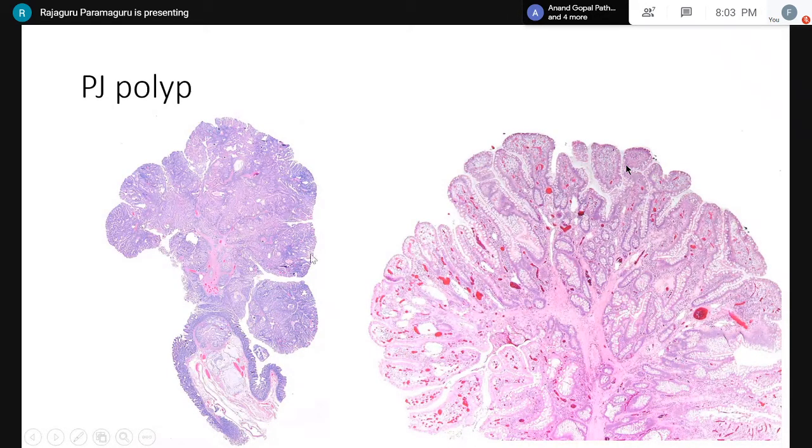This is a case of a Peutz's polyp arising from the small bowel. So it just has the morphology typical of that particular site.